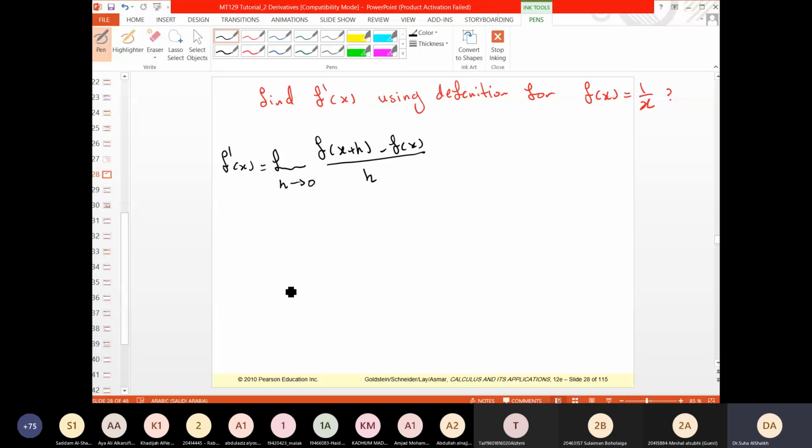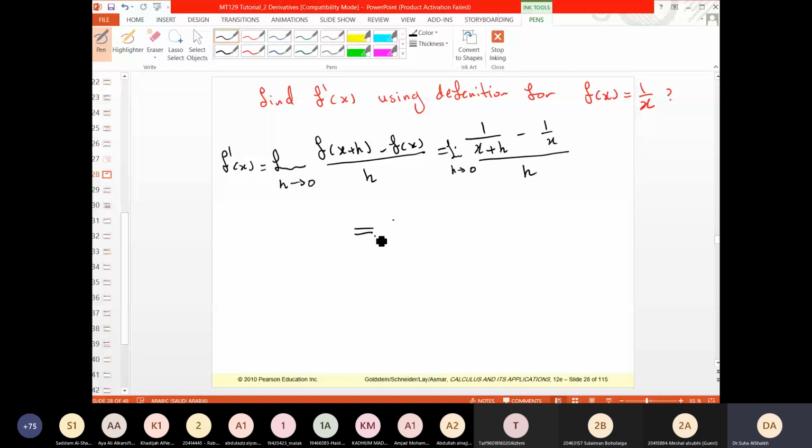Now we go to the function. We substitute x with x plus h once, and once as it is. So this will be 1 over x plus h minus 1 over x, all over h. And don't forget to add the limit when h goes to 0.